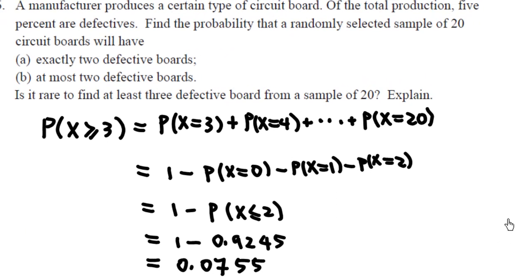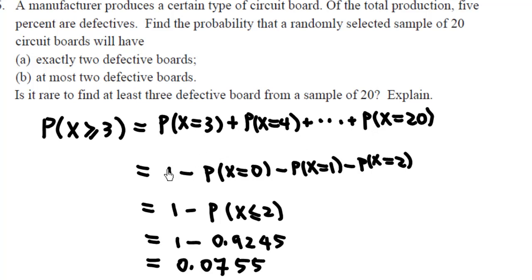The last part, we ask, is it rare to find at least 3 defective boards from a sample of 20? So we find the probability of x greater than or equal to 3, where x is the number of defective circuit boards. That is the probability of x equal to 3 plus the probability of x equal to 4, all the way to the probability of x equal to 20. There are altogether 18 terms. That is too much for calculation.